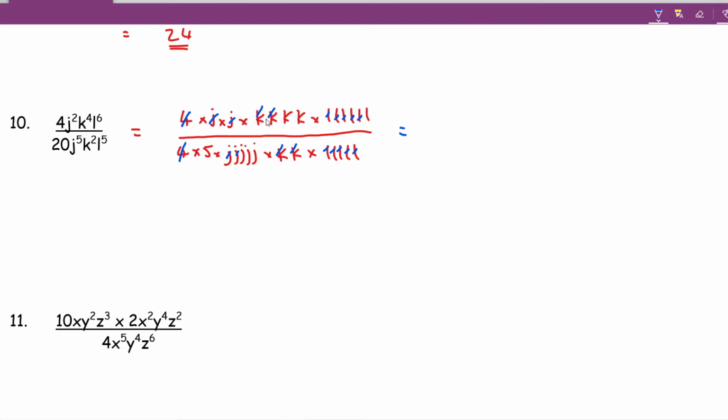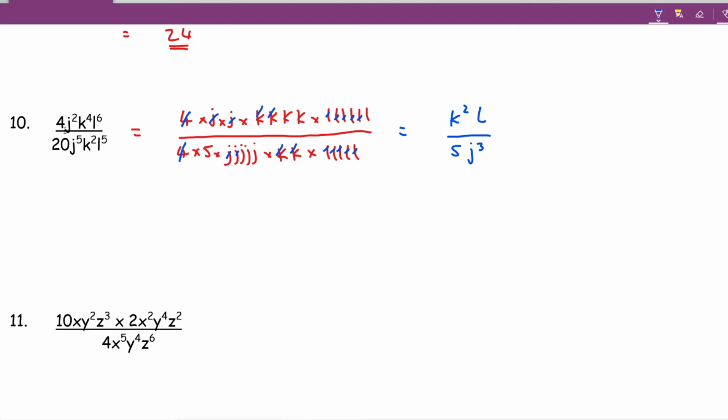So they're all gone. I'm going to end up with 2 k's at the top, which is going to be k squared, and l, 1 l. And what I'm going to end up with at the bottom is a 5 and 1, 2, 3, j to the power 3 and nothing else.